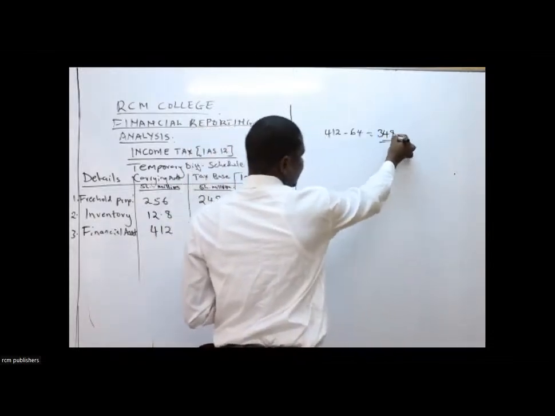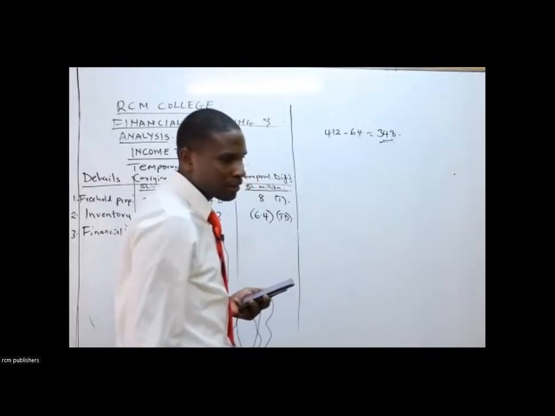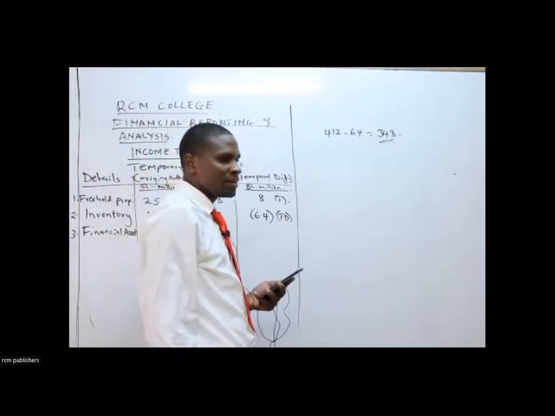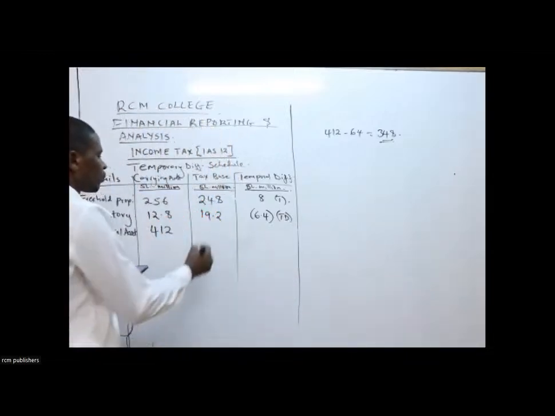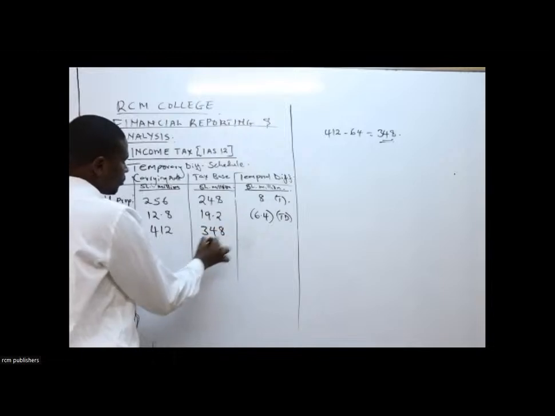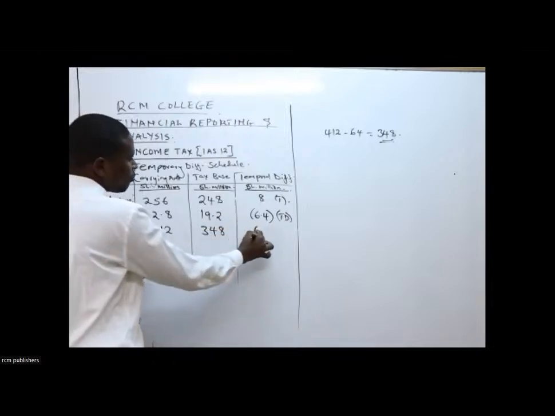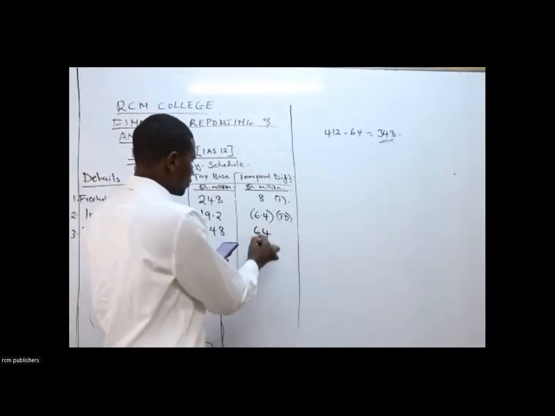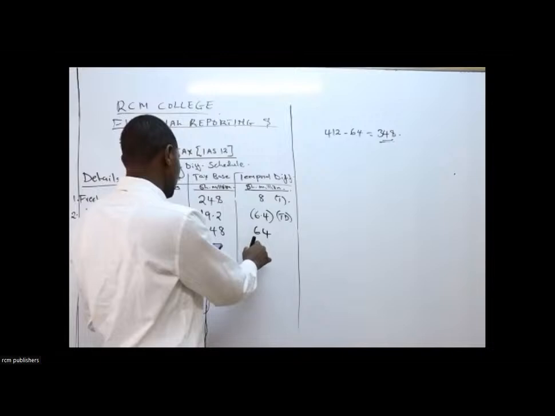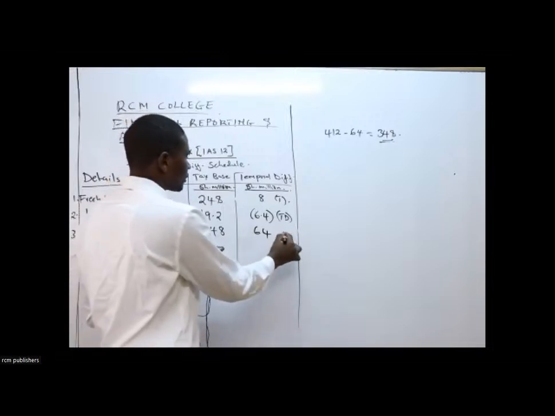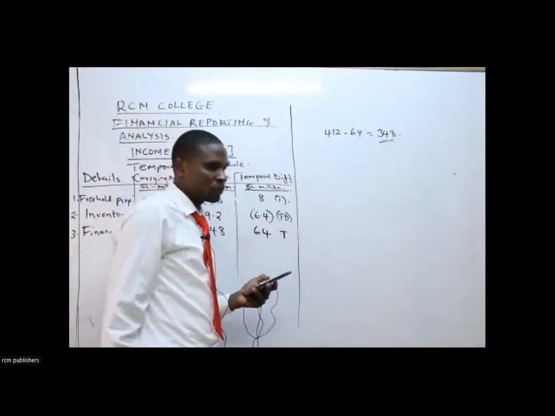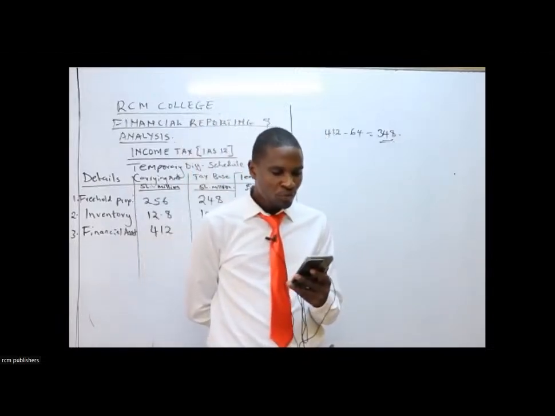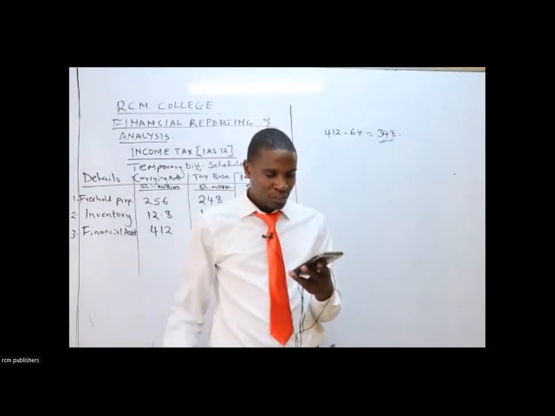That means this is our tax base. Our tax base, as far as the financial assets are concerned, is 348. So if I look at this one, there will be a 64 here, which will be taxable. Then we move to the next one. The next one, we're almost done.